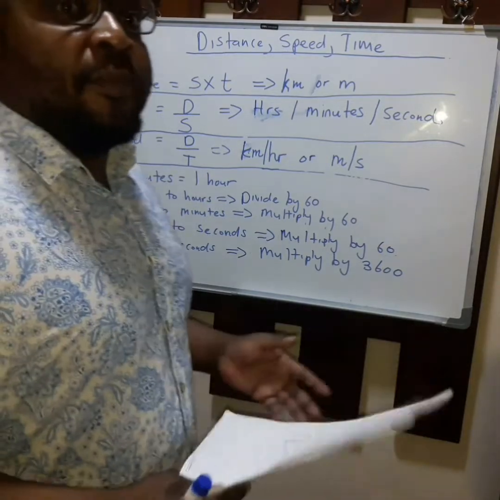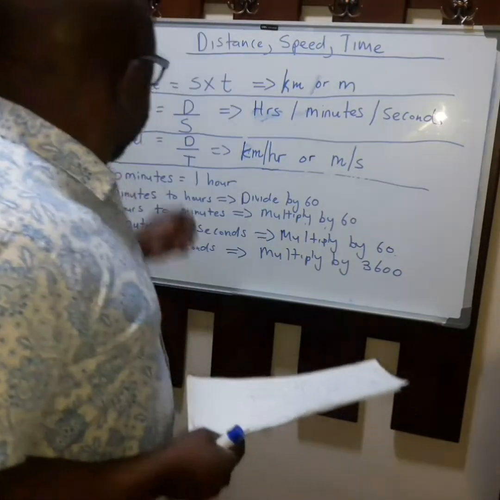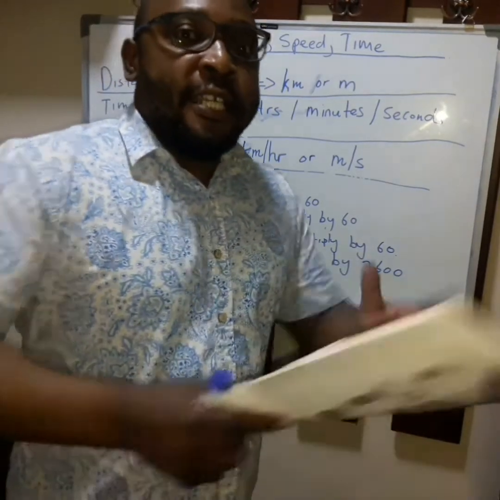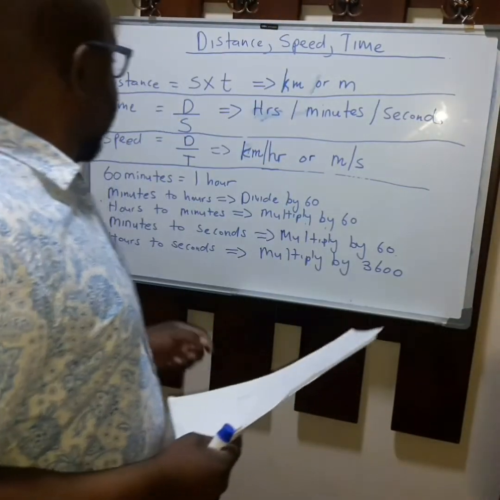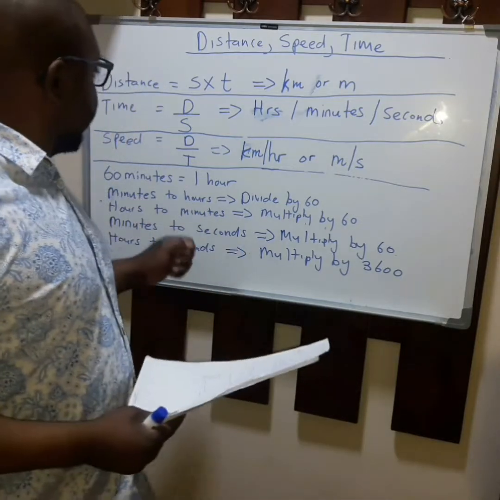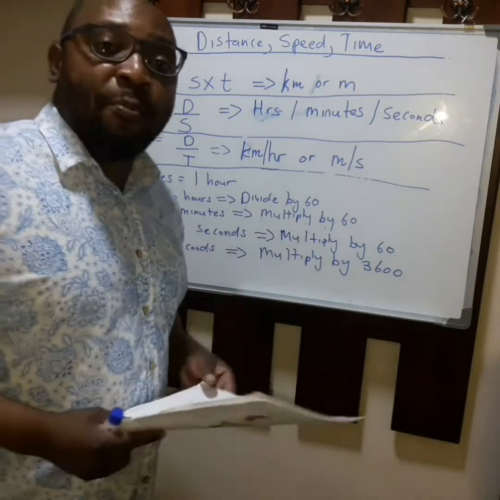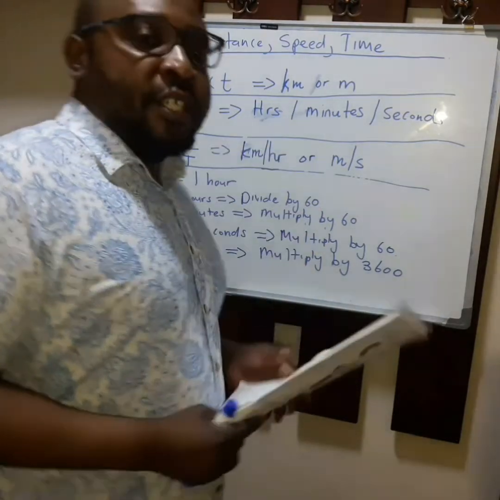Time is a measurement of duration of events. Speed is the distance covered in a particular time. And the formula is distance over time. Our units are kilometers per hour or meters per second.